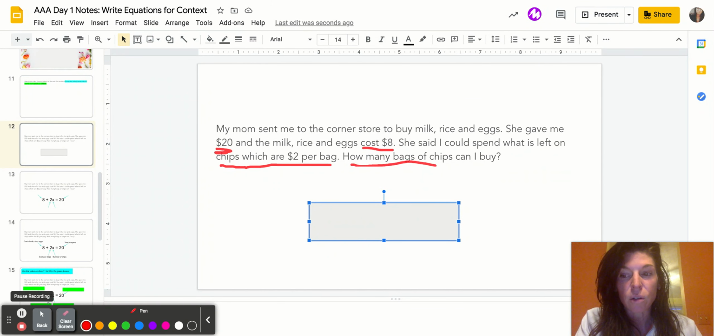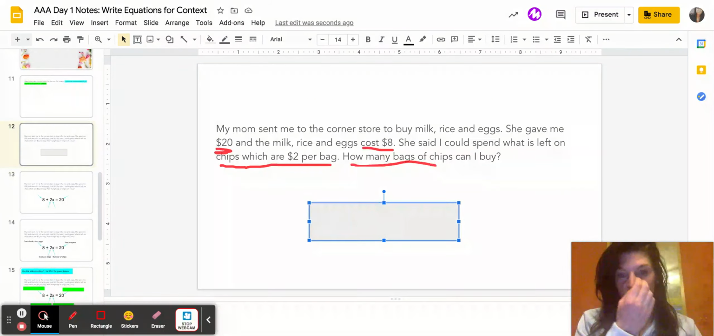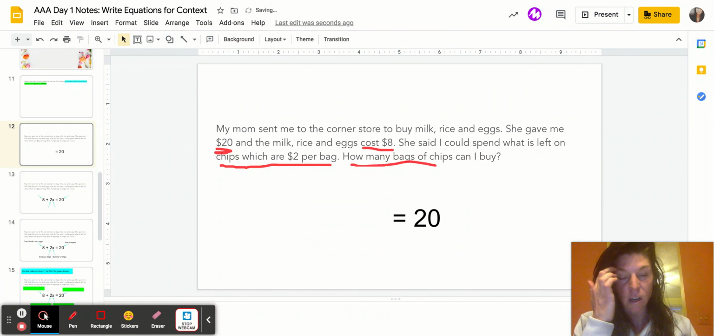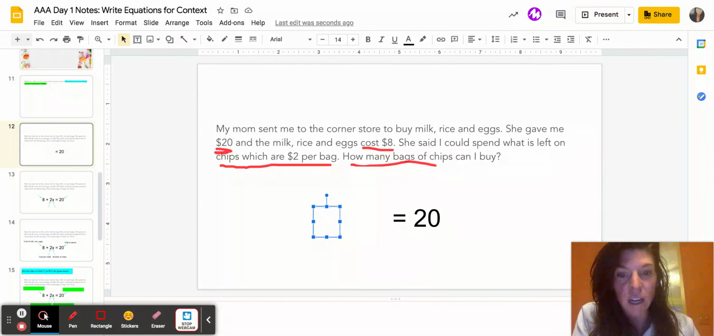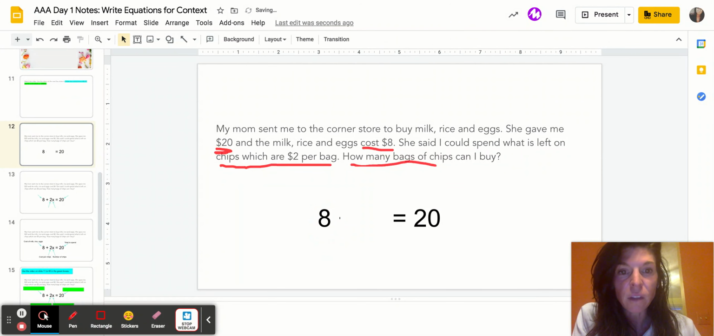All right, so we know that my total is going to be $20. So that's one piece of information that we know, that we want it to equal $20, right? We know that the rice, milk, and eggs cost $8, so we know that we're going to have $8. And she said we could spend what is left on chips, which are $2 a bag. So however many bags of chips, each bag will cost $2.